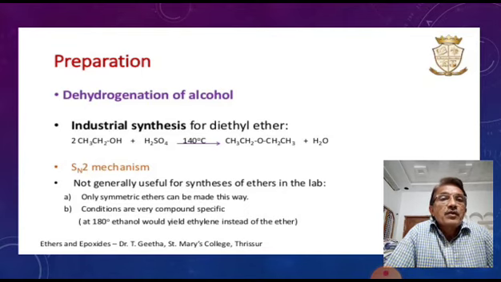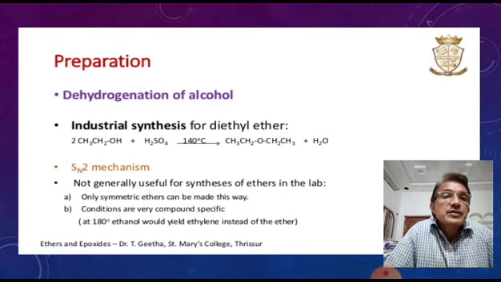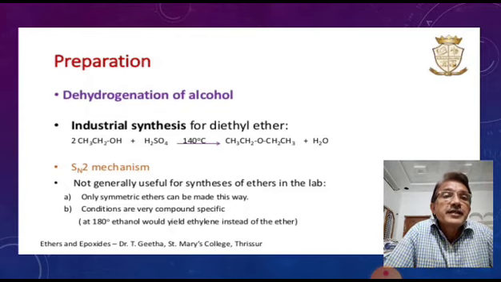Now, SN2 mechanism is not generally useful for the synthesis of ethers in the lab. Only symmetrical ethers can be made this way. Conditions are very compound specific. At 180 degrees, ethanol would yield ethylene instead of the ether. It means it is a temperature controlled reaction. If the temperature goes beyond 180 degrees centigrade, then instead of ether we get ethylene.